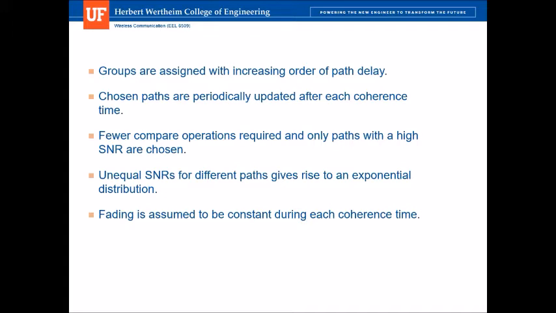Since it is put into groups, the compare operations required are very few, and only a path with very high SNR is chosen. If unequal SNRs are present for different paths, it gives rise to an exponential distribution, which can be used for further analysis.